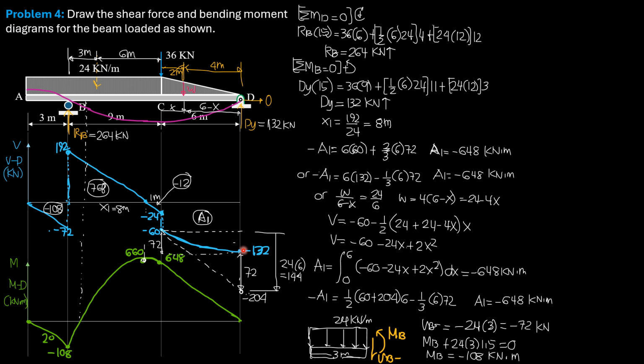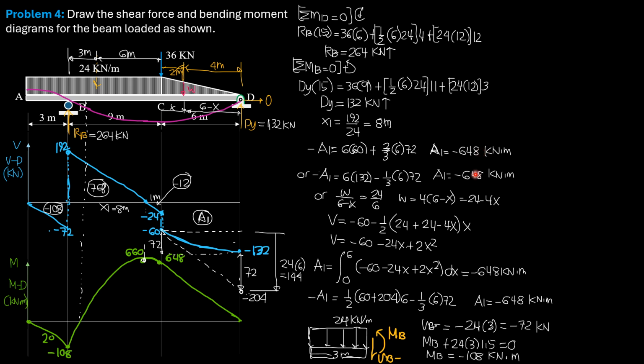So another way is area of rectangle, this rectangle here, this area of rectangle 6 by 132, then minus area of spandrel of parabola, which is 1/3 base times height directly, where the base is 6 and the height is 72. So negative area 1 is area of rectangle, as I said, 6 times 132, then minus 1/3 of 6 times 72. But area 1 is negative, so negative 648 equal to that.